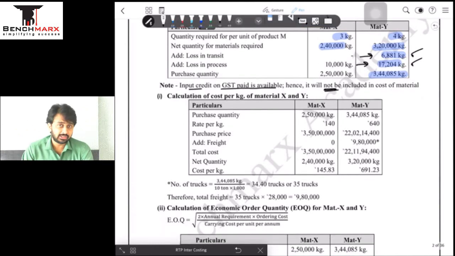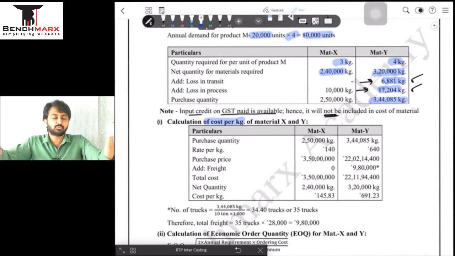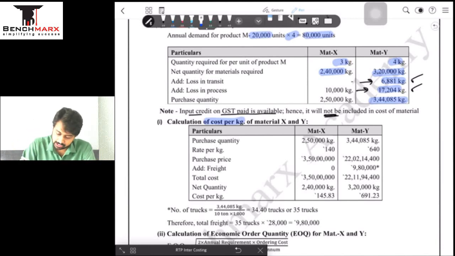Now it is my job to find the cost per kg. As I said, the cost per kg will not be found out per kg. We will find the gross cost for the whole year, divided by the net consumption, and that is my cost per kg. Okay, so purchase quantity as I said is 2,50,000 here and 344 there.